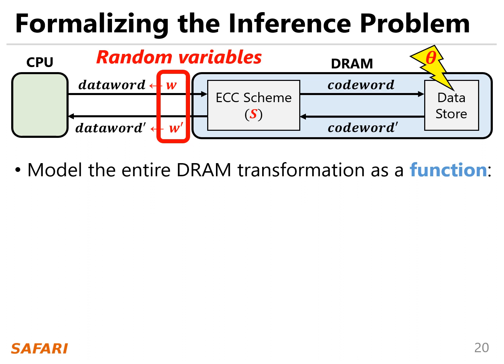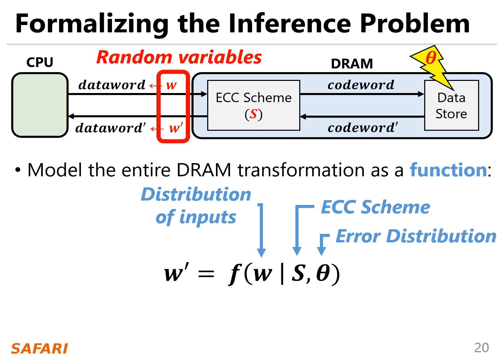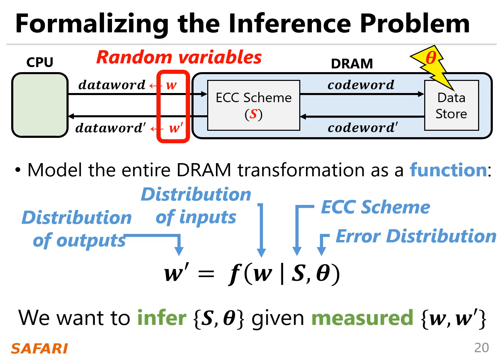So what we want to do is model the entire DRAM transformation as a function, and we call this function f. And f accepts W, which is the distribution of different input values we send to the DRAM, S, the ECC scheme, theta, the error distribution, and W prime, which is the distribution of outputs that we read from the DRAM. And the statement of the problem is that we want to infer S and theta given a measured W and W prime.